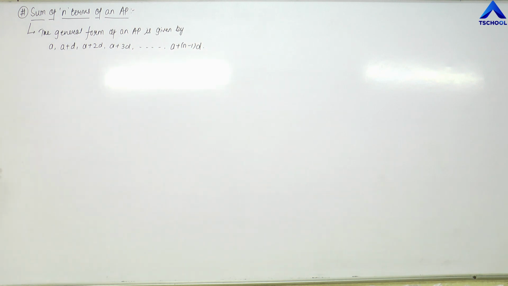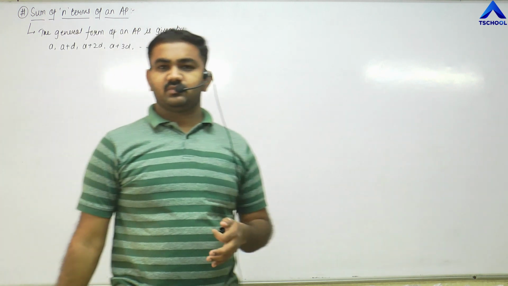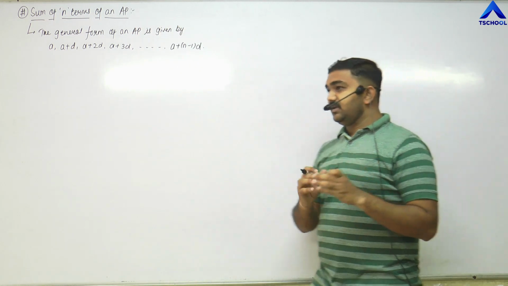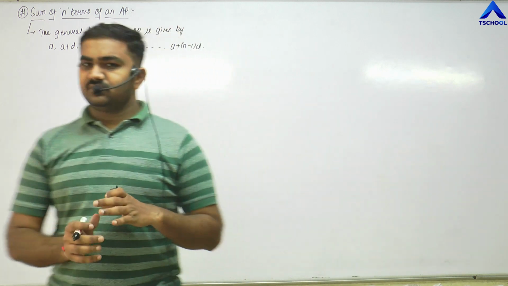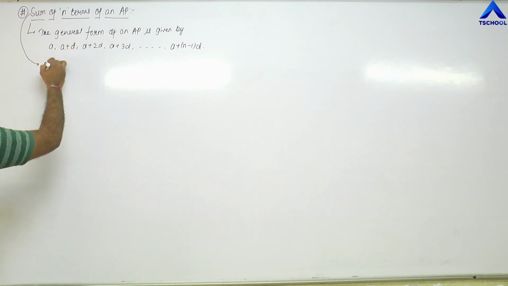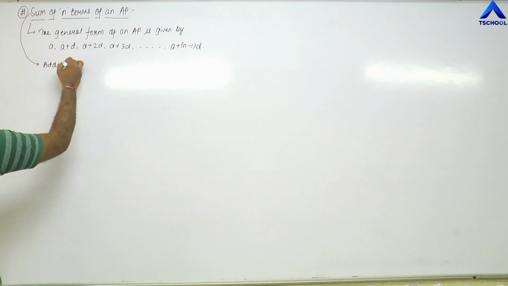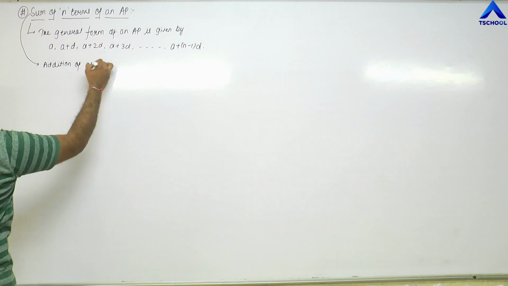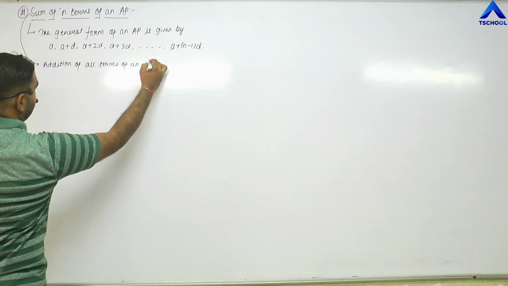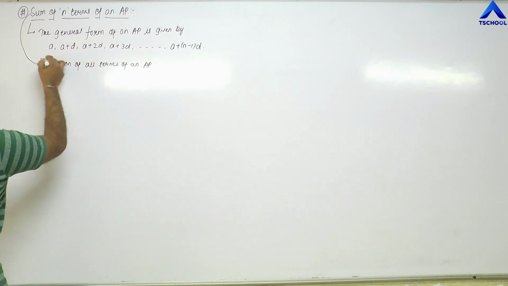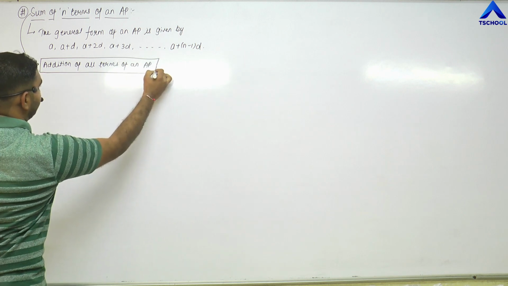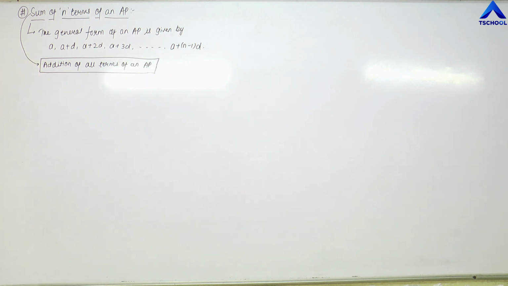Now to find out the sum of first n terms of an arithmetic progression, we are going to use this general form. So simply let us add all the terms. Sum simply means addition, right? Sum simply means addition of all terms of an AP, right? What does this sum of n terms of an AP mean? That's addition of all terms of an arithmetic progression, right?